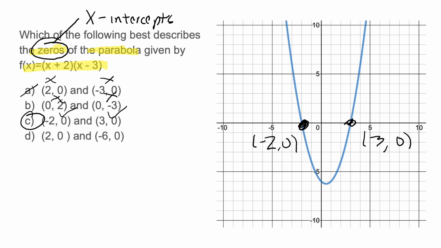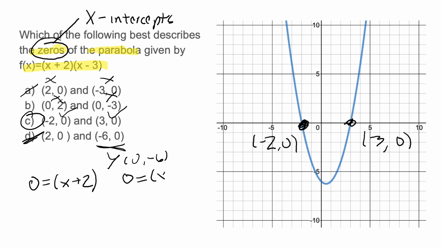This one happens to have the y-intercept, which is just wrong. But if that were the y-intercept, because the y-intercept is actually 0, comma, -6. But that's wrong. Another way you could have done it is set each binomial equal to 0, since it's asking for the zeros. And then do the additive inverse of each one.